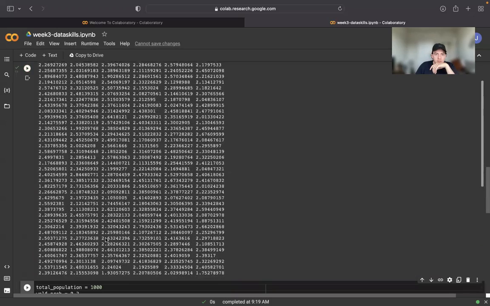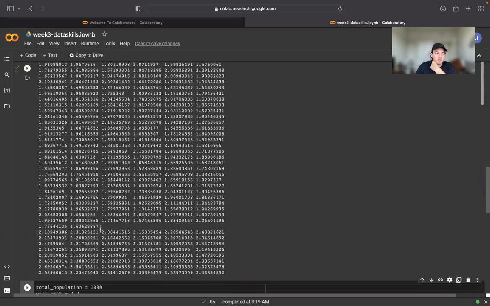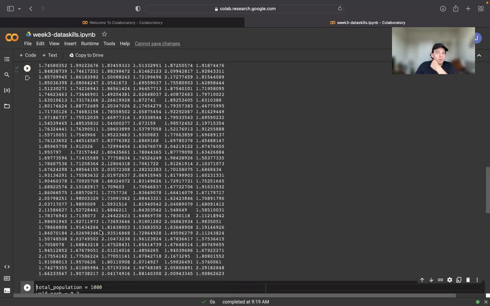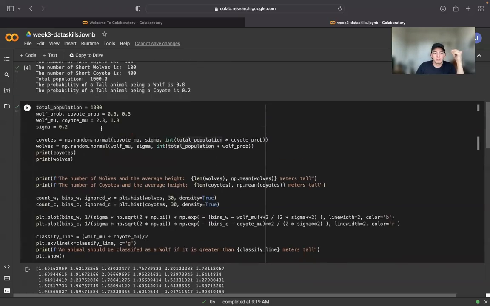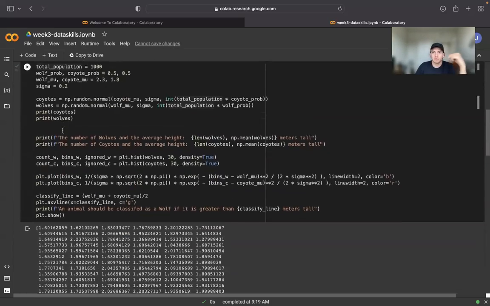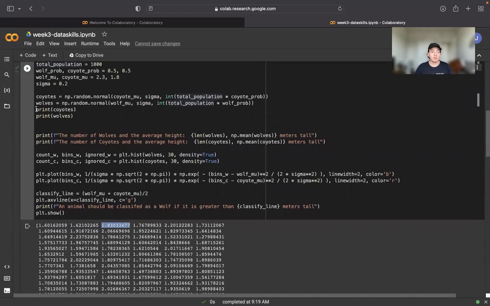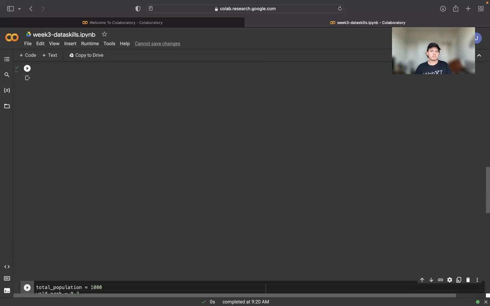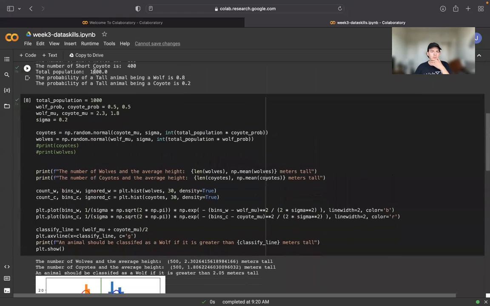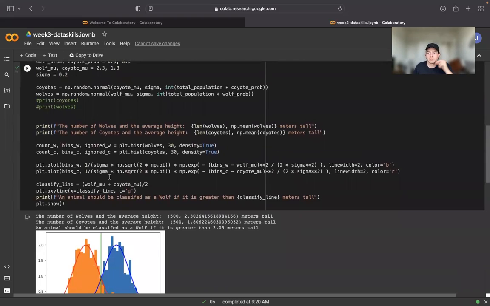You can see that it just gives us a bunch of numbers and none of it really makes sense. But what this represents is our population of 500 coyotes and 500 wolves in the respective heights. You can see that coyote number one has a height of 1.6, 1.62, 1.83. So this is pulling samples from the distribution that we have enumerated. I'm going to comment that out and run it again so that it looks nice and pretty again. Then we're going to do a logic check.